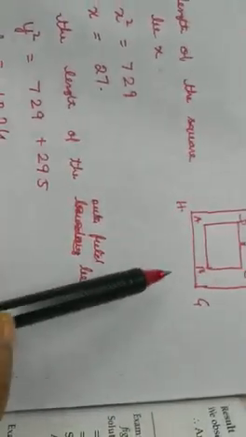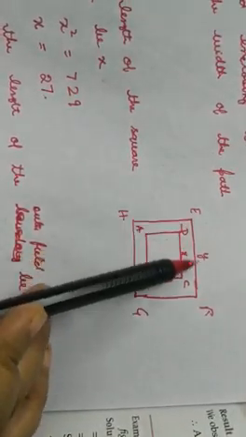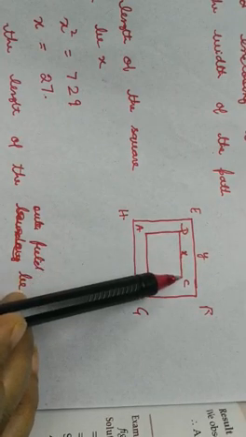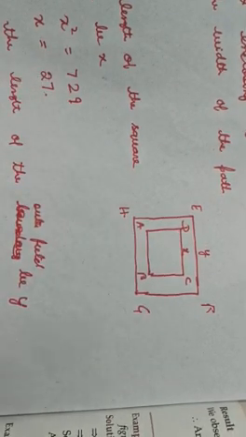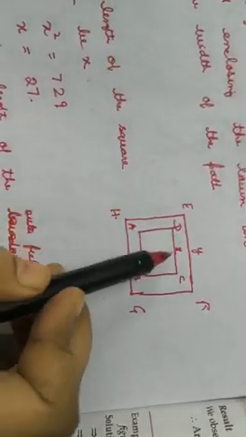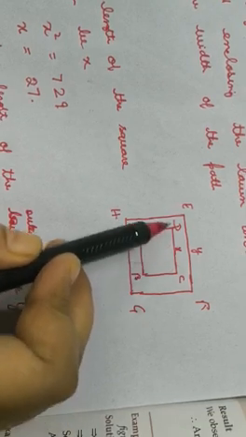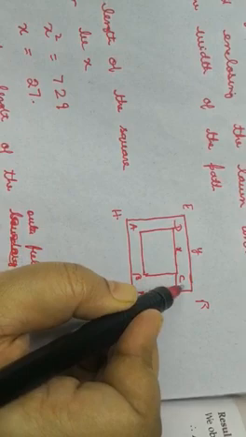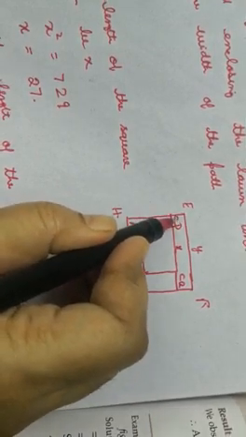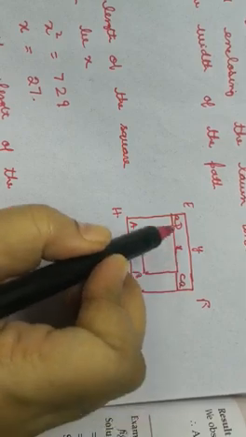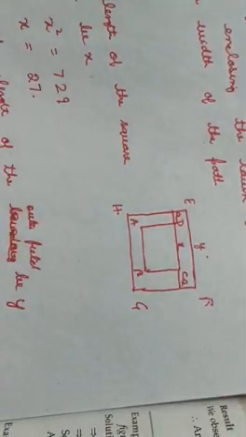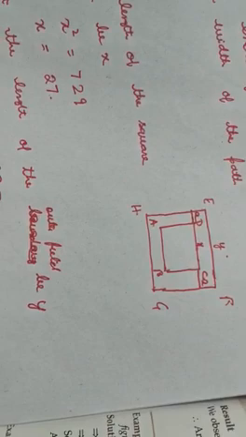The second part of the question was the width of the path. The width of the path is how much? This distance is 32. This distance is 27, isn't it? Let me take the width of the path as a. Now what happens? This is my x, which I have already found as 27. You have a on this side, and you have a on this side. So x plus 2a should be equal to y. X is 27, y is 32.